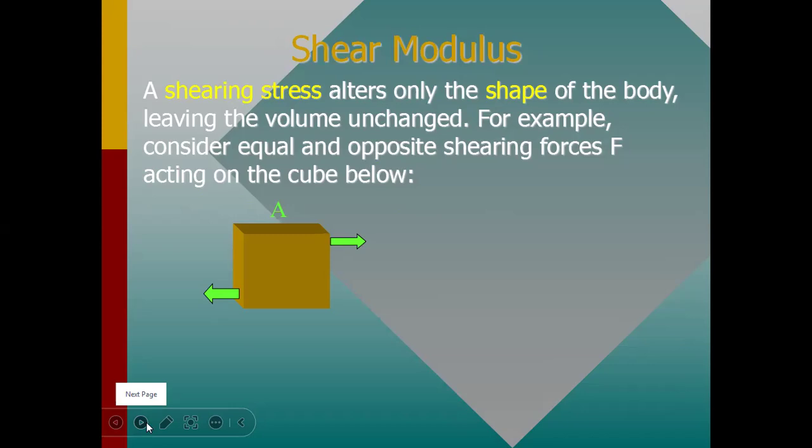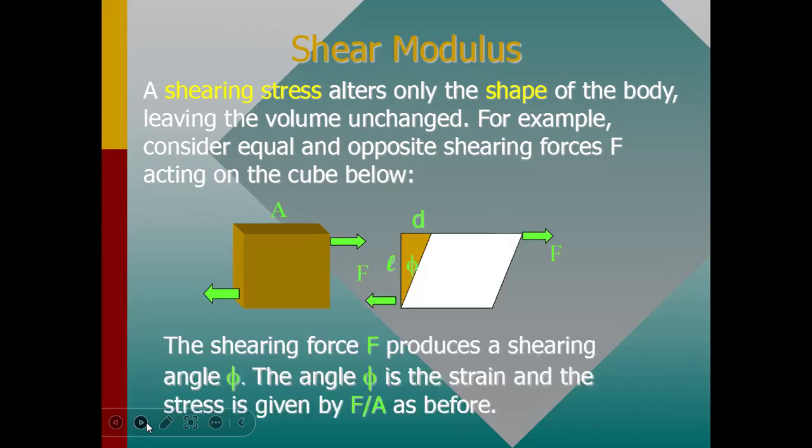Shearing stress alters only the shape of the body, leaving the volume unchanged. For example, consider equal and opposite shearing forces acting on a cube. This is a cube. After a shearing stress, it changes by an angle phi, with length l, and after applying the force the distance is d, then the stress is given by F by A.